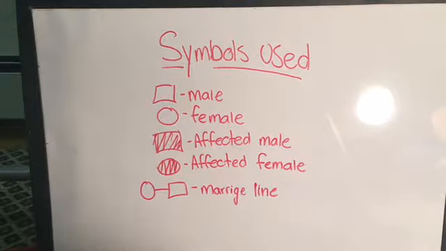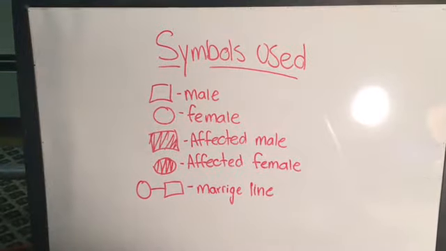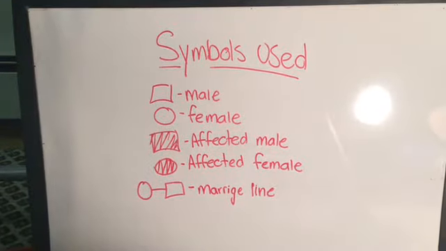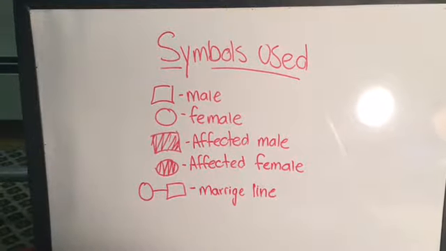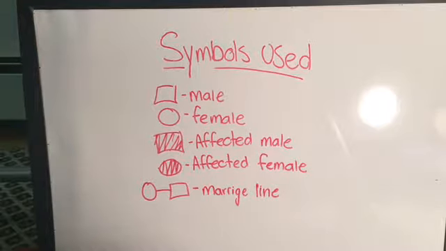Some symbols used in pedigrees include a box that represents a male, a circle that represents a female, a filled-in box that represents an affected male, a filled-in circle that represents an affected female, and a line connecting a male and female that represents the marriage line.